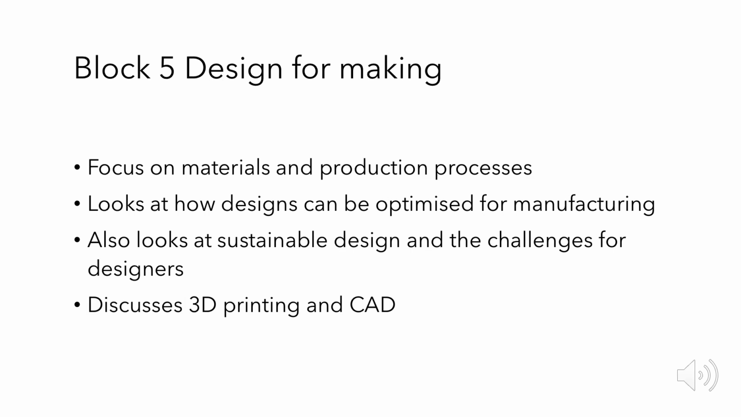So having talked about the TMA, I thought I'd say a little bit about Block 5 and its related TMA, just so that you know where you're aiming, because it helps to understand why TMA03 is how it is and what it's taking you towards. So Block 5 is about design for making, and its focus is very much on materials and production processes. It looks at how designs can be optimised for manufacturing, and it also looks at sustainable design and the challenges for designers. And there's also some stuff about 3D printing and CAD, because they're of increasing importance in the design industry.